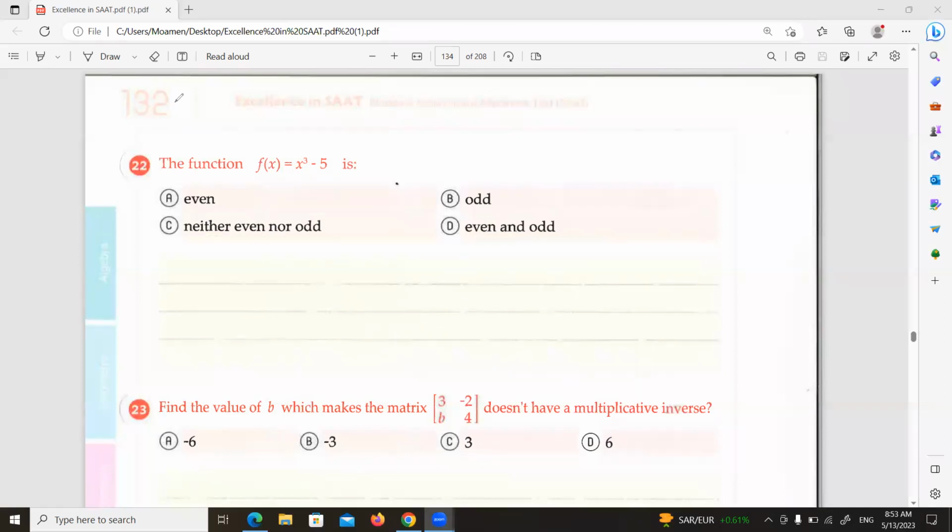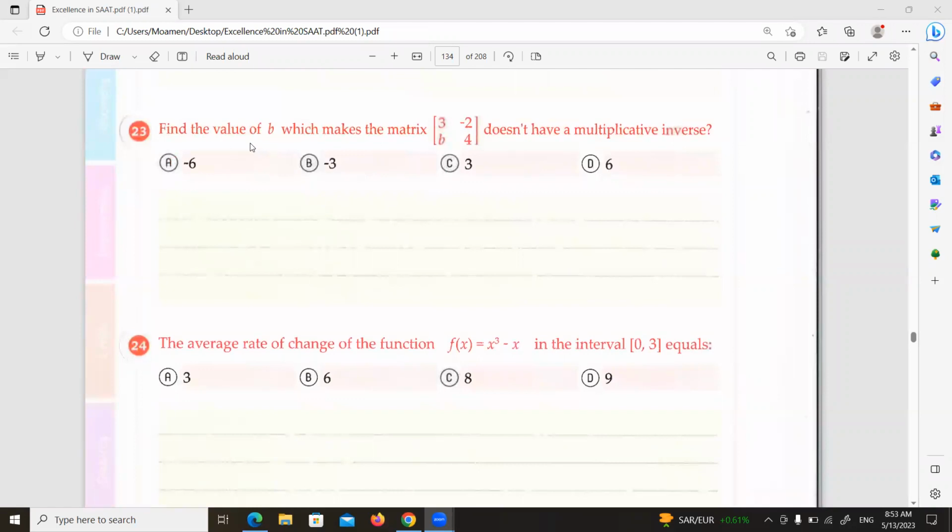We're going to the next. Find the value of B that makes the matrix have no multiplicative inverse. The matrix has a multiplicative inverse if the determinant equals any number except 0. But if the determinant is 0, it's without a multiplicative inverse. So I'll substitute. As you see, the numbers are 3, negative 2, B, and 4. Get the value of the determinant.